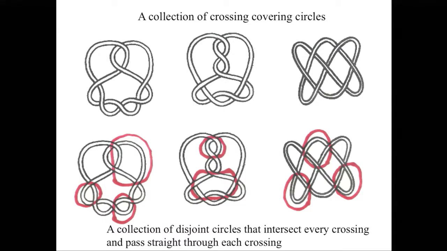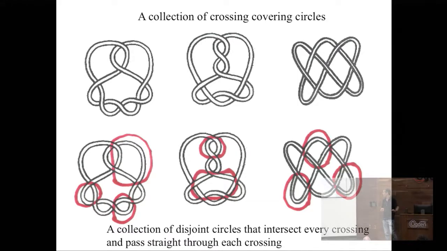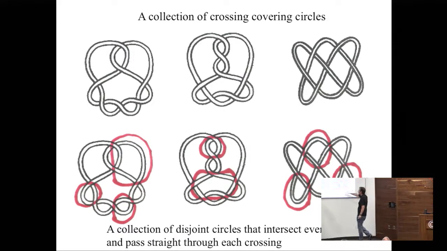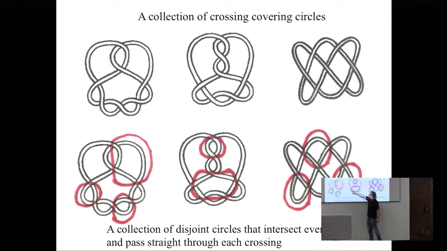So this particular example here, I've hit these 3 crossings with this circle, these 2 with this circle, these 2 with this circle. So in all these examples, these are what I would call collections of crossing covering circles. Now, what's the advantage of having crossing covering circles? It turns out that I can take each circle and I can turn all of the double crossings that occur along that circle into triple crossings.